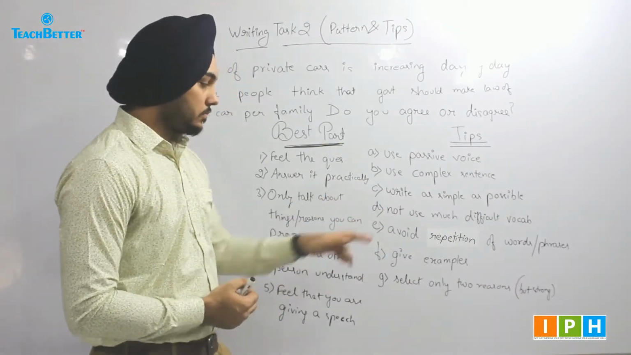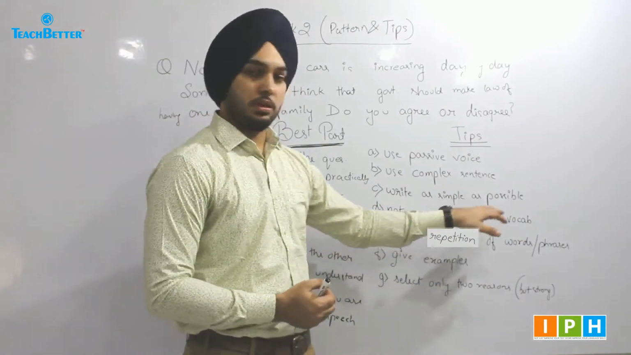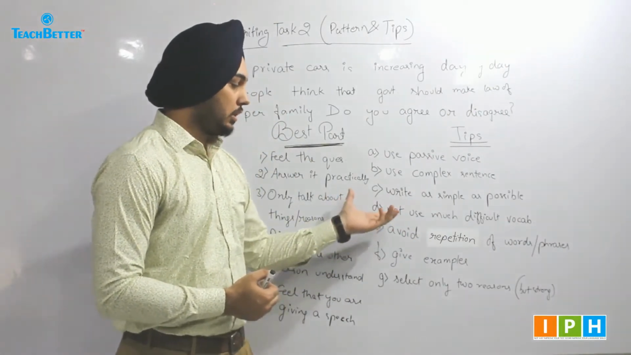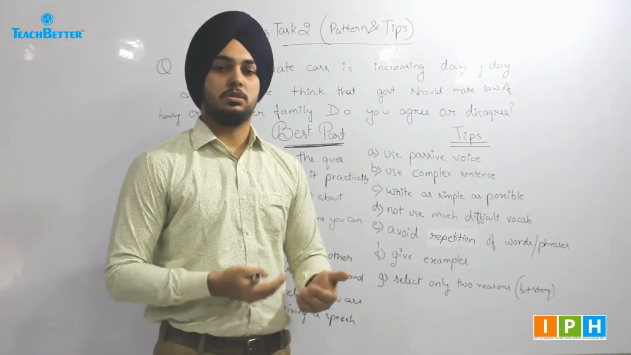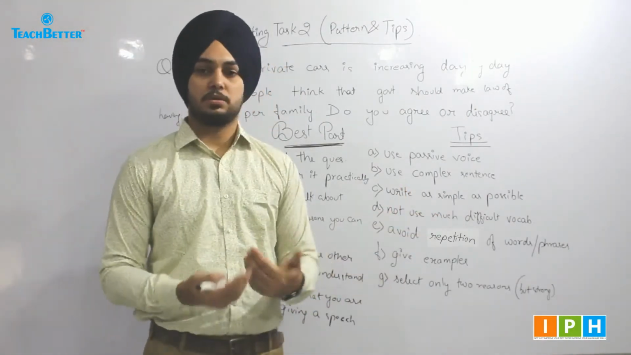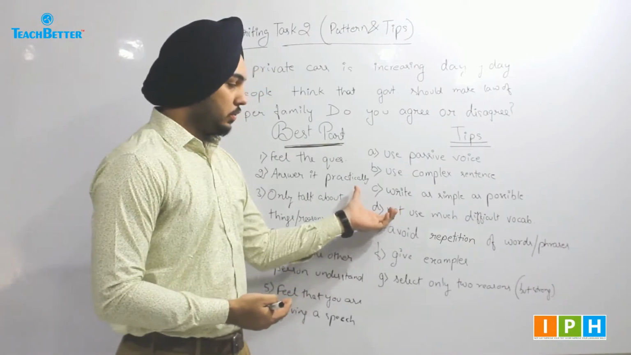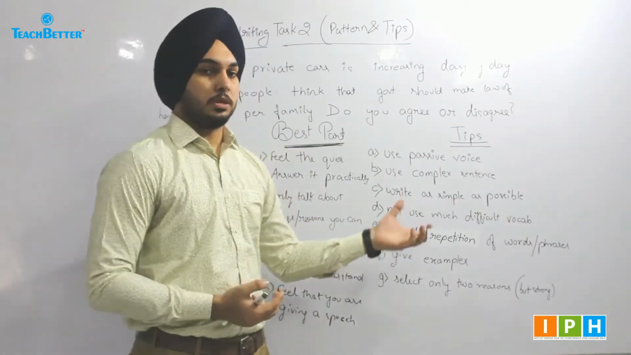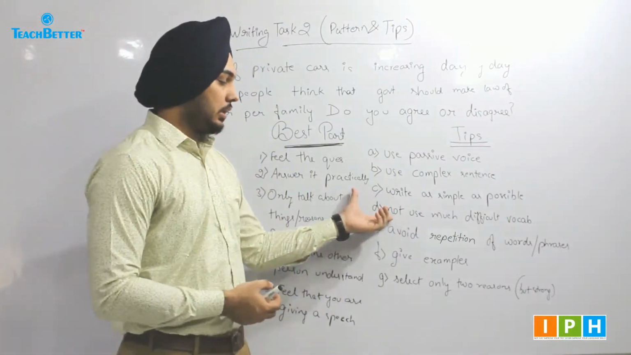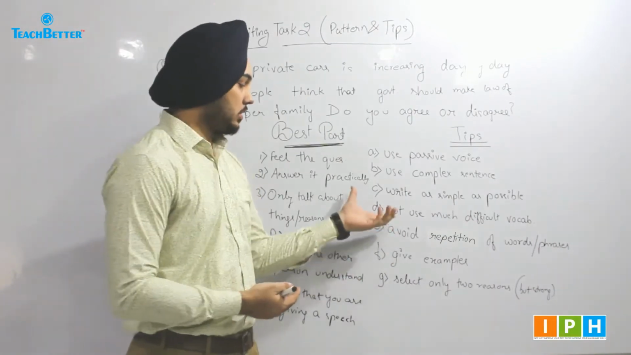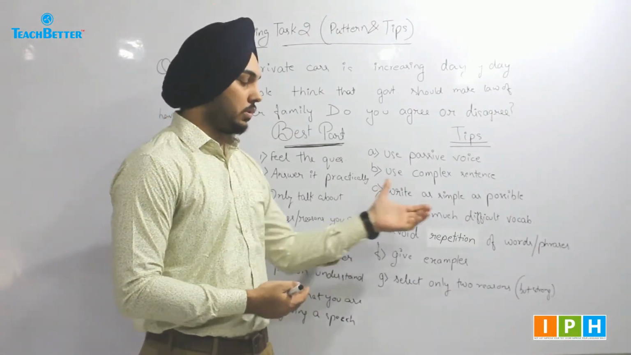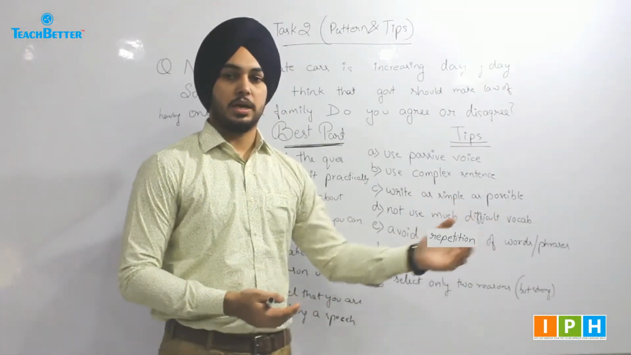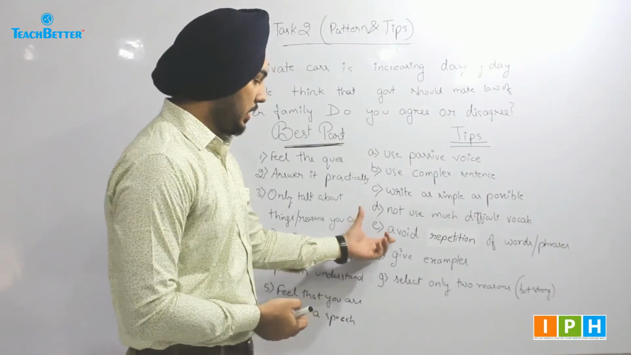Then the fourth one: do not use much difficult vocabulary. This is the thing I discussed at the start of the video, because sometimes the person who is checking is not able to understand what you have written. We are human beings, so we are not able to learn all the meanings in the dictionary. That's why we should use only familiar words, not much difficult vocabulary, so that the other person can understand.